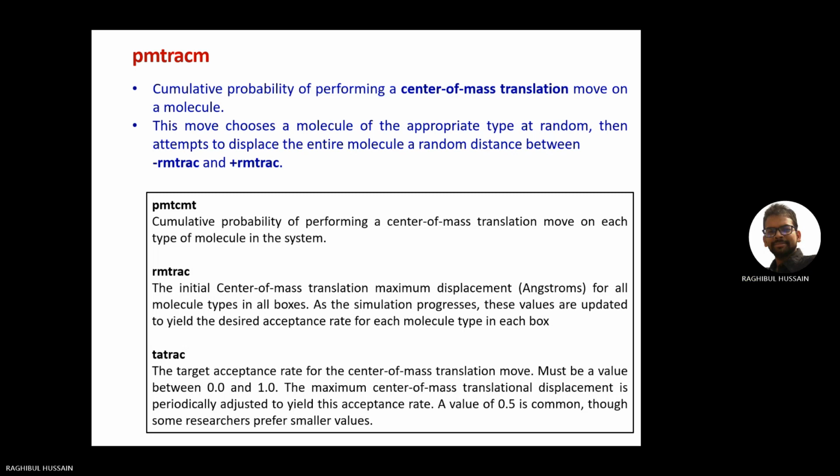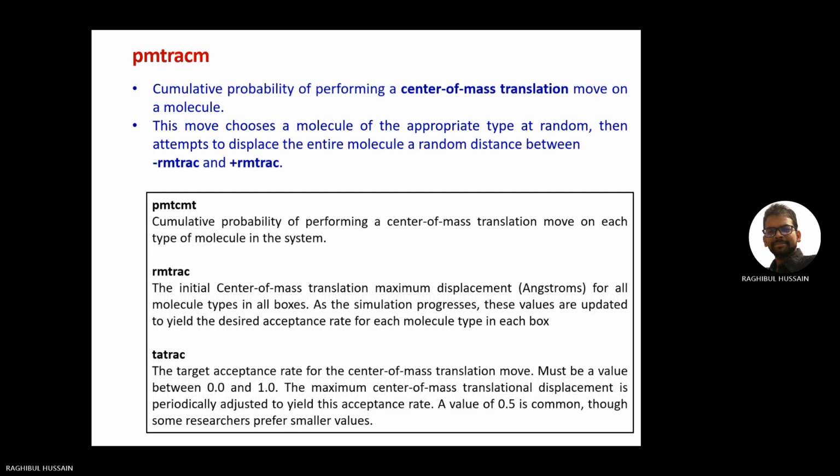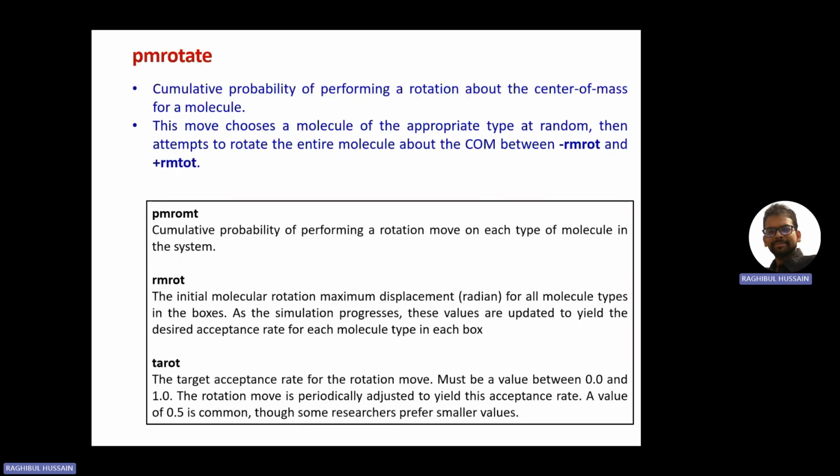Clear? So what is this? This is the probability of performing a center of mass move. Random number, you have understood, right? So we are going to make a move based on the random number. So what is happening in Monte Carlo? We have three moves. One is the displacement, then rotation, and finally your volume move.